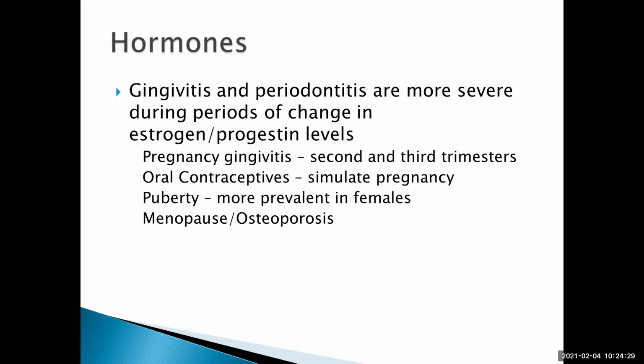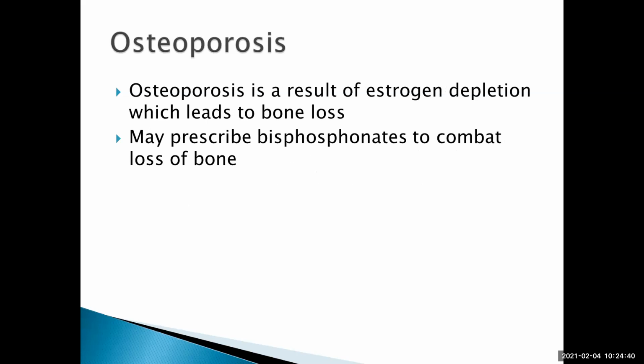And then it cycles back the other way. Menopause, osteoporosis, when the hormones are being depleted. Again, too much or too little can make the mouth over-exaggerate where there's bacteria. Osteoporosis. That's a result of estrogen depletion, which can lead to an increased bone loss. So because of that, men and women both may be prescribed some sort of bisphosphonate to combat the bone loss. So it kind of stops the osteoclastic activity, which means the old bone that naturally dies out isn't being absorbed.